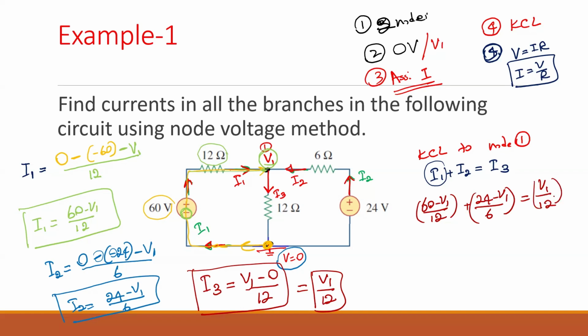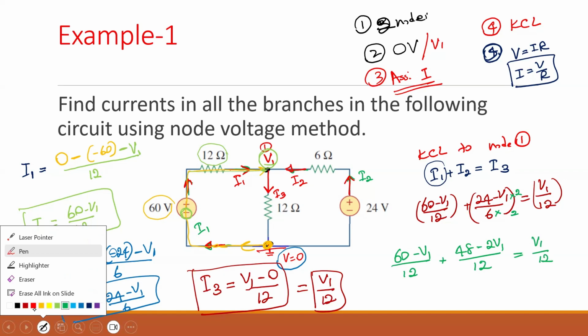So it's your maths now. You solve this and find V1. How do we find V1? We have to have the common denominator. So 12, we can keep 12. To make this 12, I have to times by 2 both the numerator and the denominator. So I can say 60 minus V1 over 12 plus 48 minus 2V1 over 12 is equal to V1 over 12.